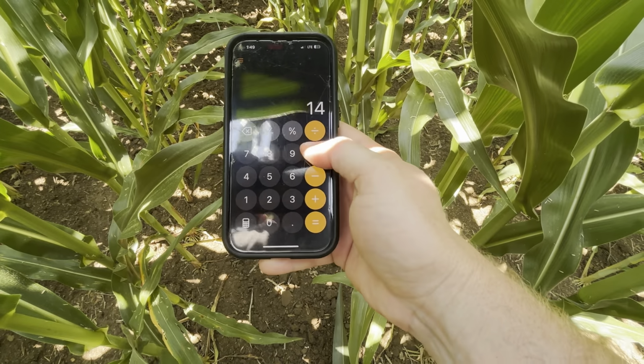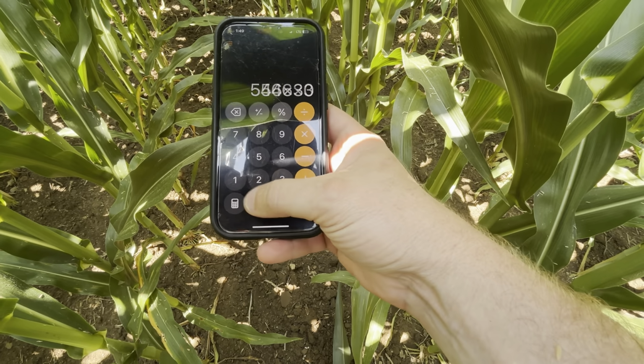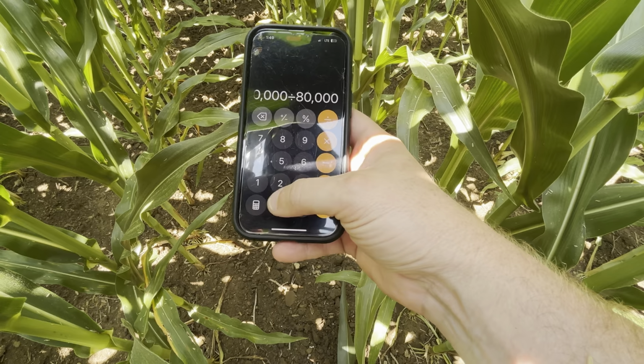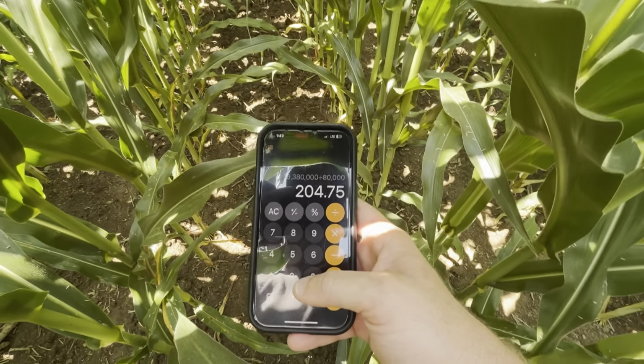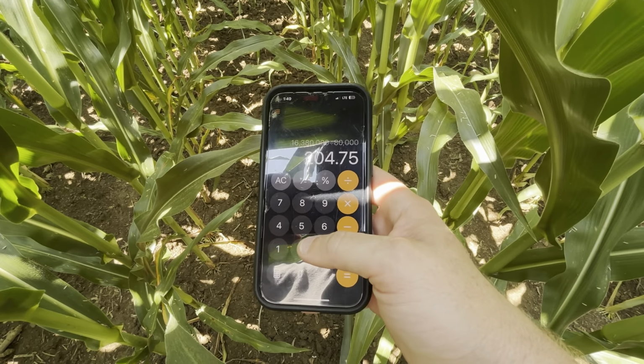We were 14 by, we'll call it 39. We're going to multiply that by our 30,000 number. We're going to divide that by 80,000. And holy smokes, guys, we're down to 204.75. Those 2 rows around mean a lot.